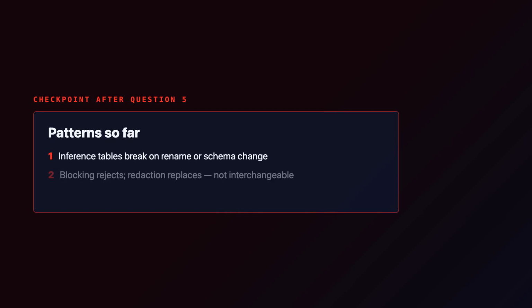First 5 revealed inference table fragility, PII blocking versus redaction, the 3-level UC namespace with MLflow 3's new default URI, recall at K for coverage, and the SQL plus vector hybrid pattern.